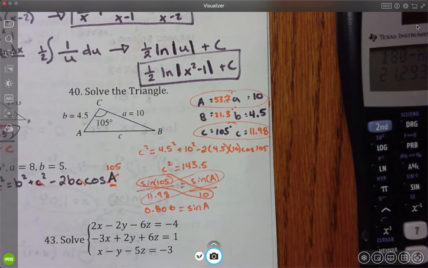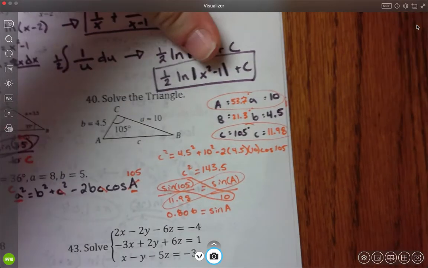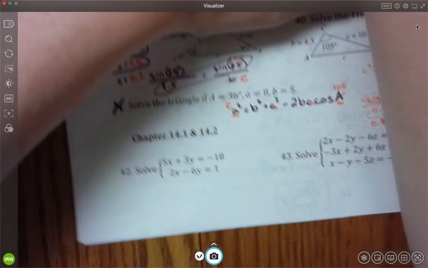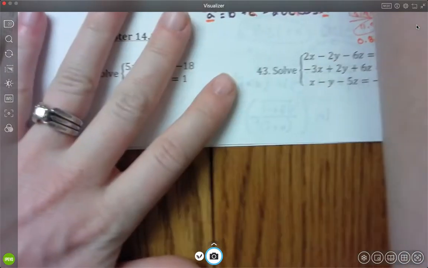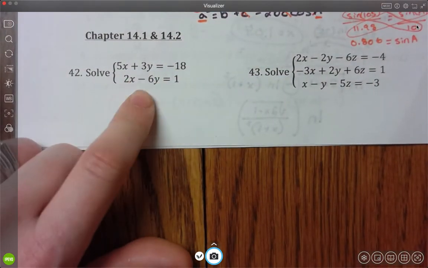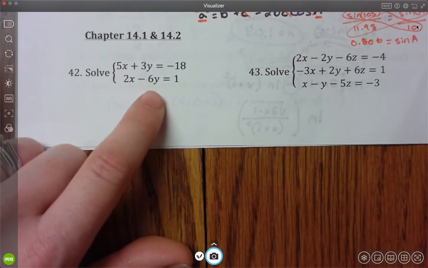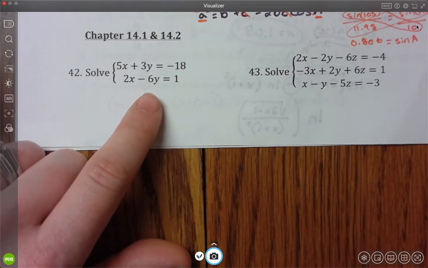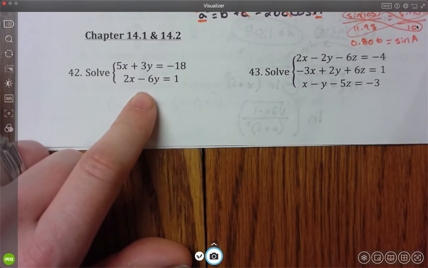Okay, all right, next, last, we've got some systems of equations. So 42, I might just have you guys do 42 by yourself. So you should be able to do elimination. Try eliminating the y's. Maybe that would be really nice to do. So you guys do that, and I will get an answer, and then we'll check at the end.